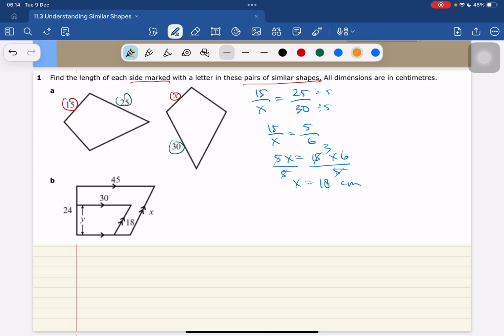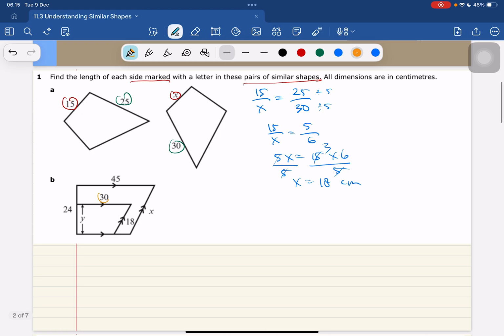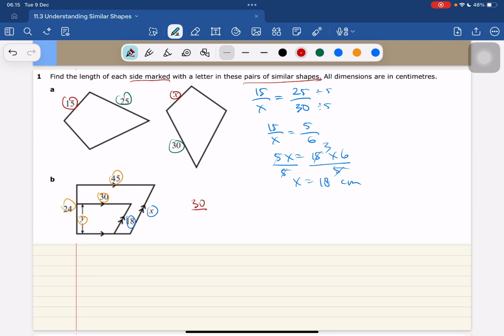Next, find x and y. So 30 over 45, 18 with x, 24 with y. Okay, let's proceed. So 30 over 45 equals 18 over x. We can divide by 15 on both sides, so it's going to be 2 over 3 equals 18 over x. So 2x equals 18 times 3. We can divide by 2 on both sides.